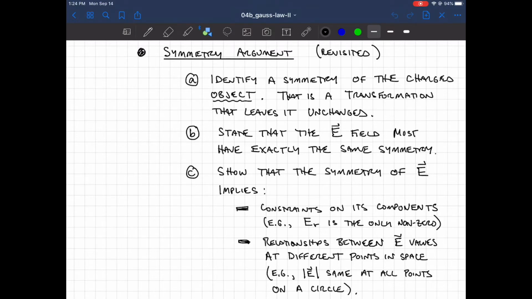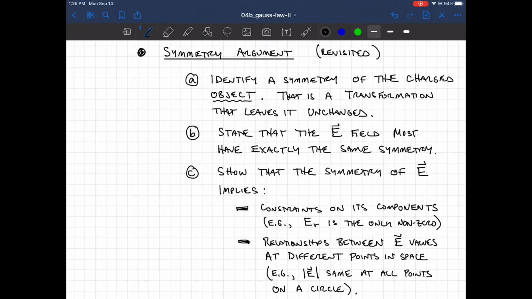So usually what we'll find is that there are some constraints on the components. One example is that the radial component of the electric field is the only one that can exist, the only one that can be non-zero. Or we'll find some relationships between electric field values at different points in space, like the electric field magnitudes are the same at every point on a circle. So let's see what that looks like in an example, and we'll deal with the point charge again.